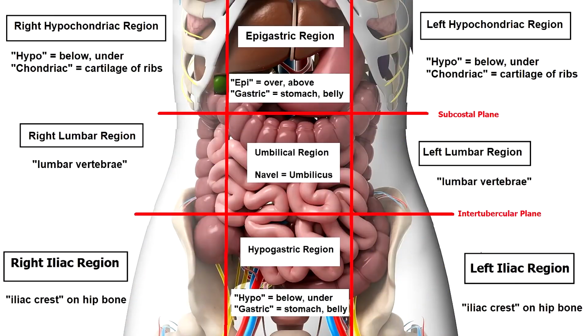Now, it is important for you to know the names and locations of these 9 abdominal regions, so here are some tips for remembering them. First, let's cover the right and the left columns because they have the same exact name. It's just that one will be a left side and one will be a right side, and these are unique because the regions on the side are named after the bones that they are closest to.